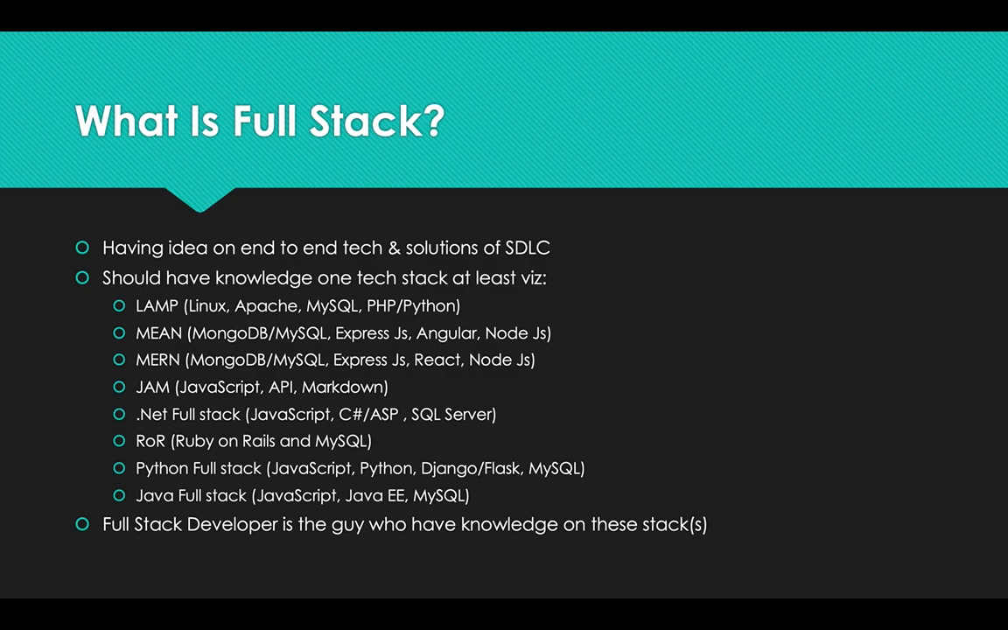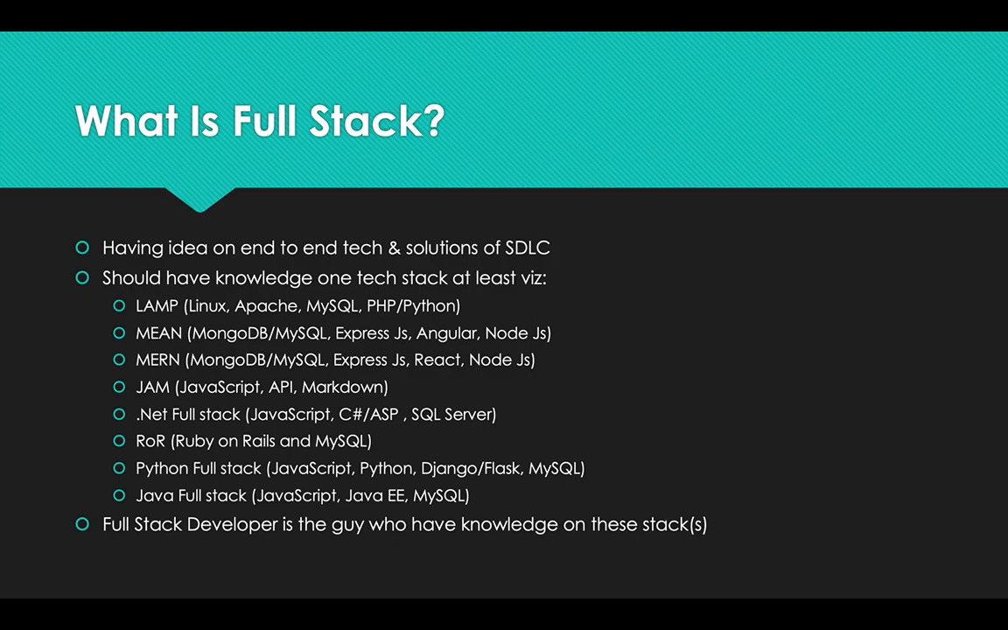MEAN or MERN has the same full stack except one, like MongoDB or MySQL, Express.js and Node.js. These three are common in these stacks. Coming to the front-end technologies, either Angular or React we can use to build the front-end solution. The remaining, Express, we use to build the backend services, MongoDB or MySQL as a database, and Node.js as a running platform. And there are many like that.